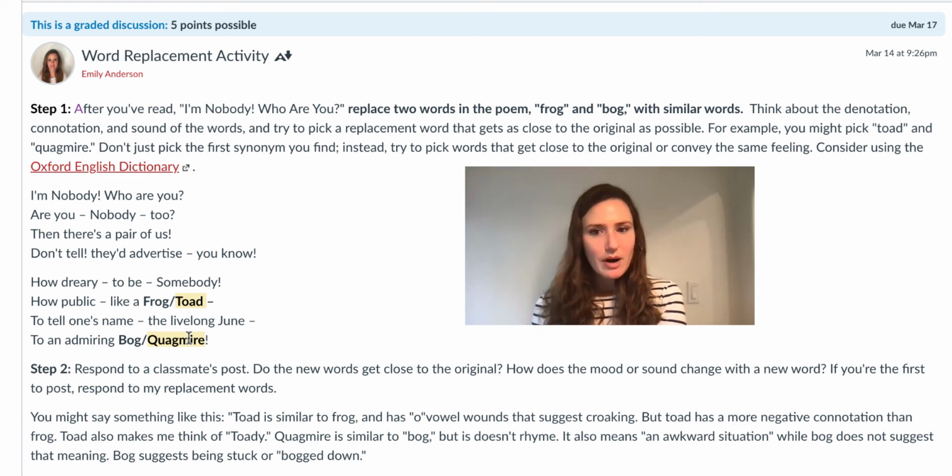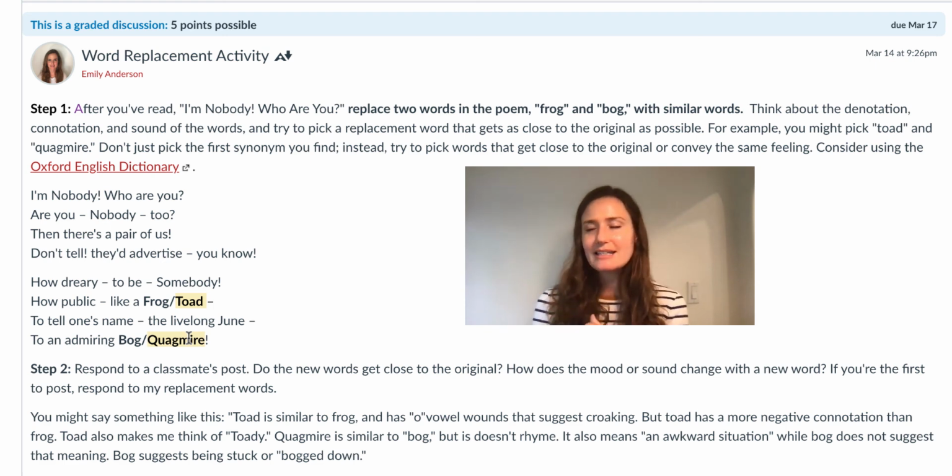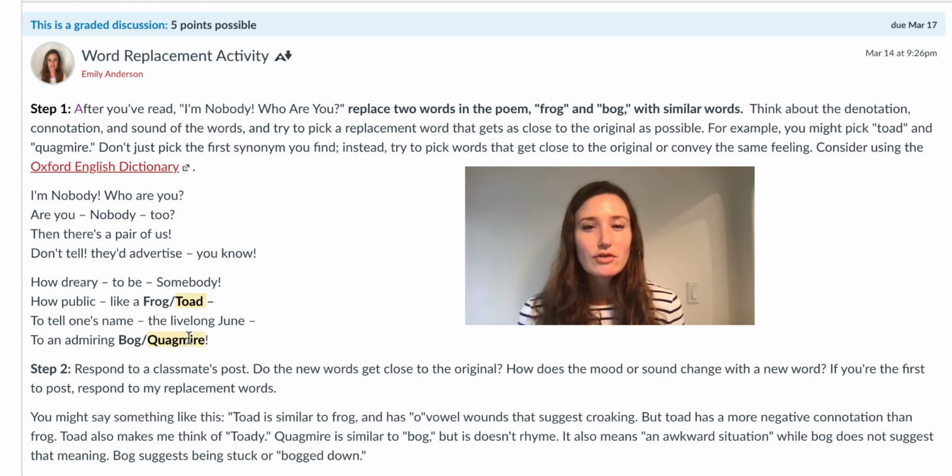Quagmire is similar to bog, but it doesn't rhyme. It also means an awkward situation or a predicament, while a bog doesn't really suggest that same meaning. Now, when we think of bog, we also think of getting bogged down. We think of something sinking. A similar word to bog might be swamp, although swamp has, I think, a more negative connotation. It seems more kind of dirty. And bog, even though it's a marshy, spongy wetland area where a lot of plants are decomposing and decaying, I think has a less negative connotation than, say, swamp.